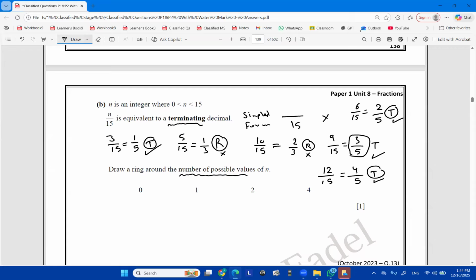10, yes, mister, 10 over 15 will simplify, but it will be recurring, so we're not going to take it. 11, no. 12, yes, it will simplify to 4 over 5, which is terminating. 13, no. 14, no. So I've got how many fractions? I've got 1, 2, 3, 4 possible values that will help us reach a terminating decimal.